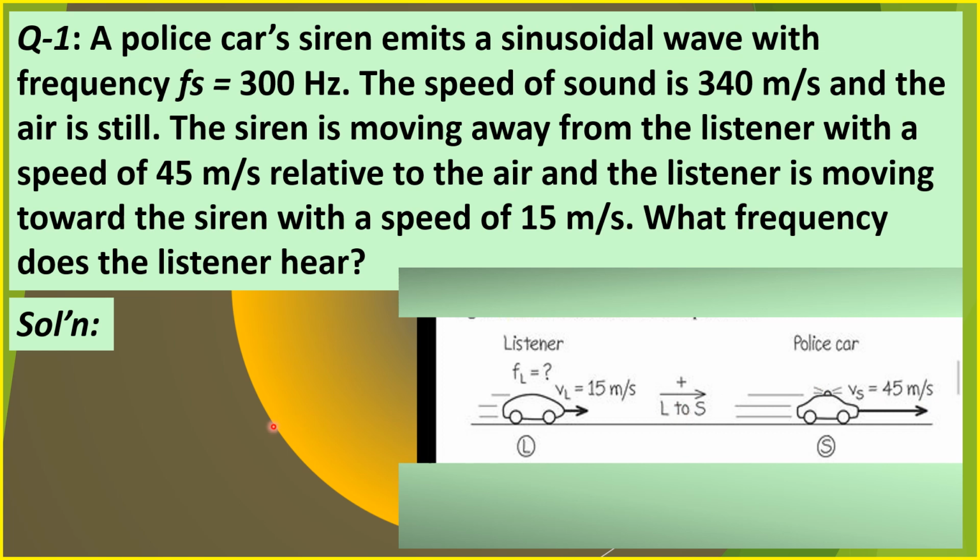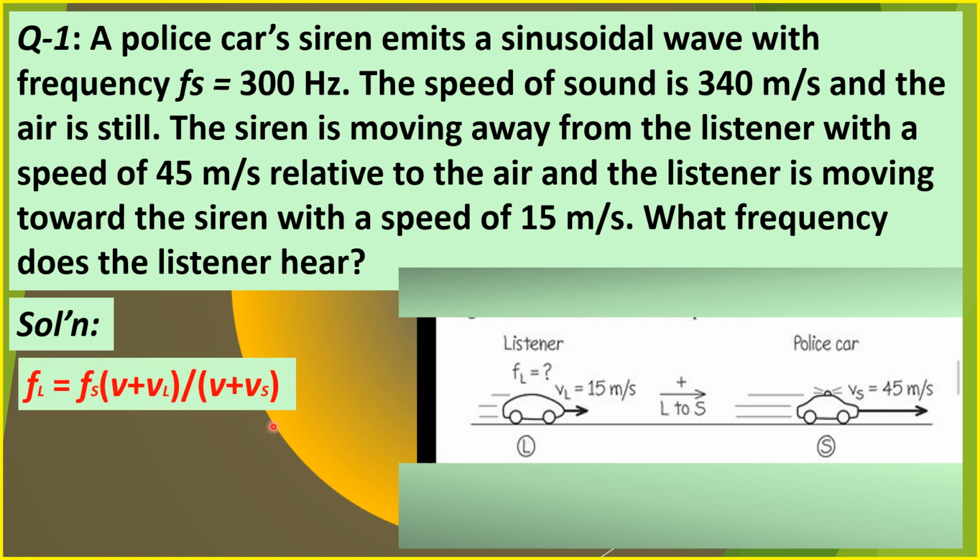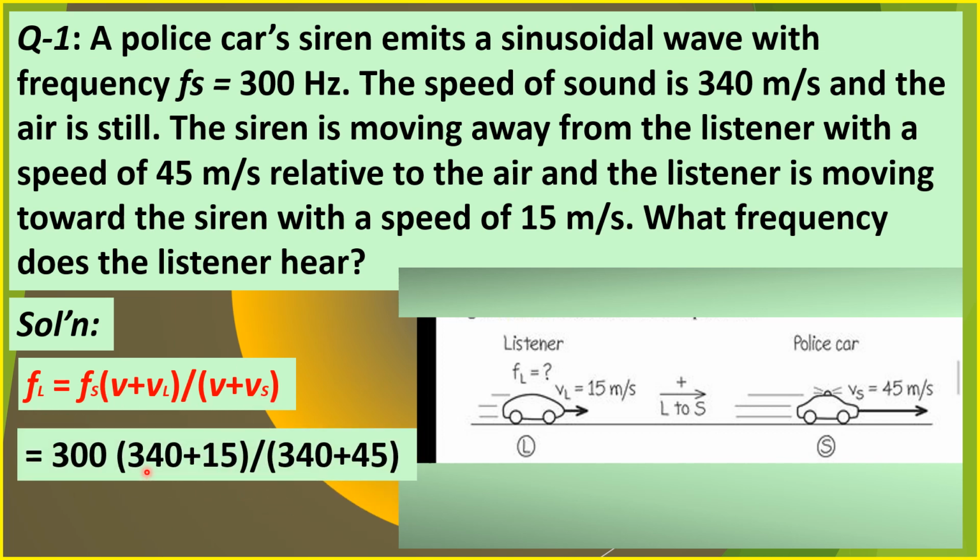All right, so the formula that we're going to use for determining the observed frequency FL is FL equals Fs multiplied by V plus VL divided by V plus Vs. All right, so we use V plus VL because the listener is moving towards the source. And for the denominator, we use the plus sign because the source is receding or moving away from the listener. So substituting, we have 300 hertz.